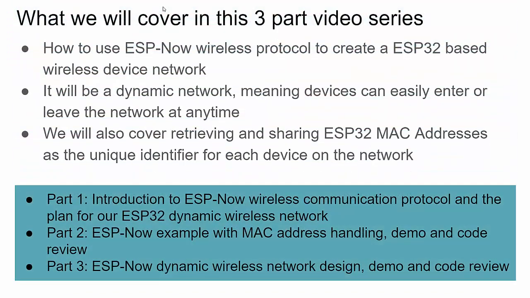So as I mentioned, this is a 3-part series. This is part 2. In part 1, I went over what the ESP-Now wireless protocol is. I talked about how we're going to use it, why we need MAC addresses, and also the formation of our dynamic network and what I was defining as a dynamic network. I'm more excited now for part 2 and part 3 because we actually start diving into demos and code. So without further ado, let's just go ahead and do that.